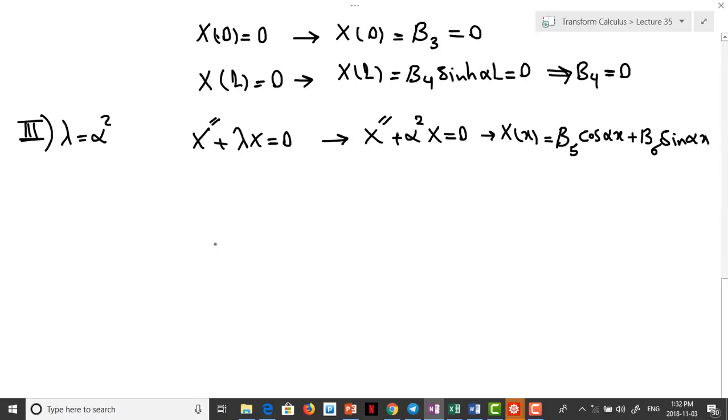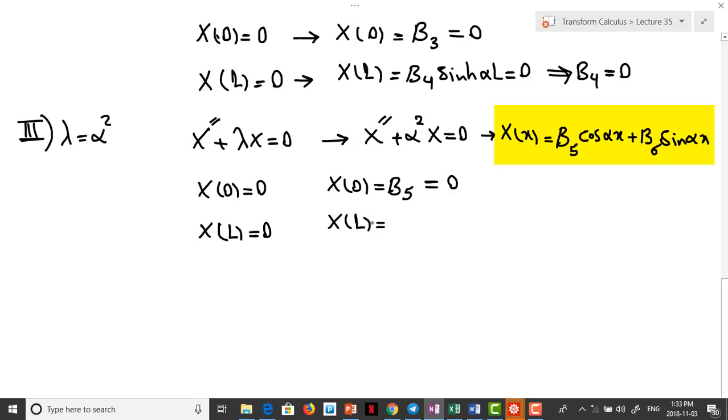Now we have to apply the boundary conditions. So X of 0 is equal to 0. X of 0, based on the equation that we found, is b5 cosine 0, which is b5, plus b6 sine 0, which is 0. So in fact b5 is equal to 0. The other boundary condition: X of L is equal to 0. So if we find X of L, it's b5, already equal to 0, plus b6 sine alpha L, which is equal to 0.